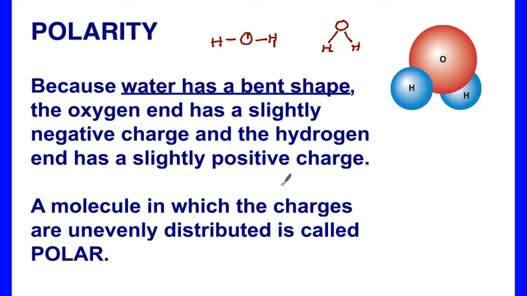Also, because of that bent shape, that's going to give our hydrogens over here a slightly positive charge, and our oxygen will have a slightly negative charge. And because of these positive and negative charges, that is why we call water polar.